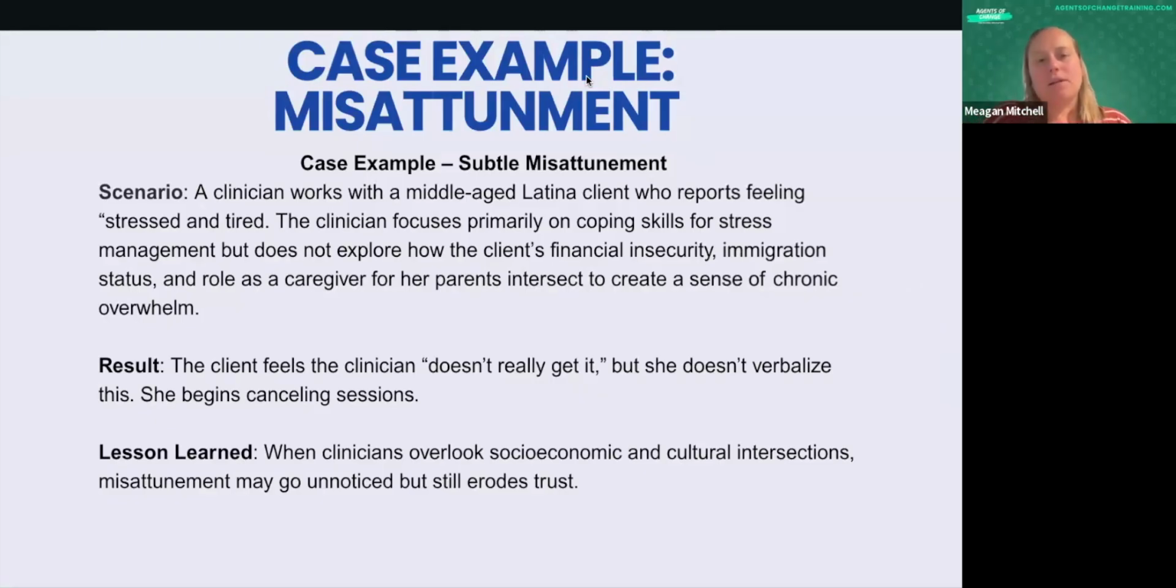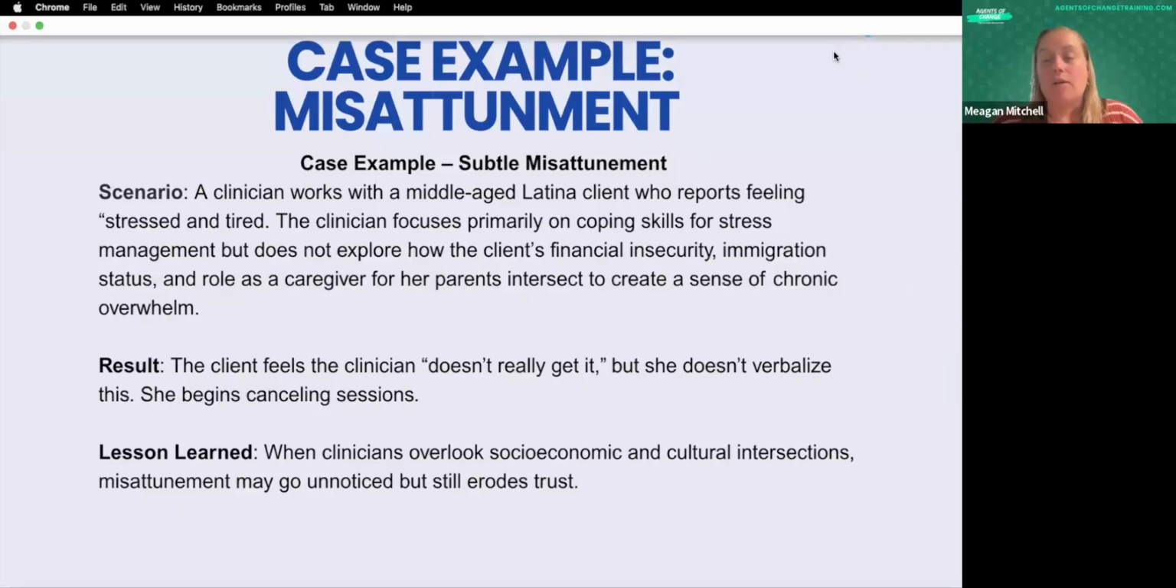Okay. So let's talk about this case example. This is an example of an implicit bias and a misattunement. Scenario: clinician works with a middle-aged Latina client who reports feeling stressed and tired. The clinician focuses primarily on coping skills for stress management, but does not explore how the client's financial insecurity, immigration status, and role as a caregiver for her parents intersect to create a sense of chronic overwhelm. What happens? The client feels the clinician doesn't really get it, but she doesn't verbalize this and she begins canceling sessions. Right? Signs that maybe there's some misattunement.